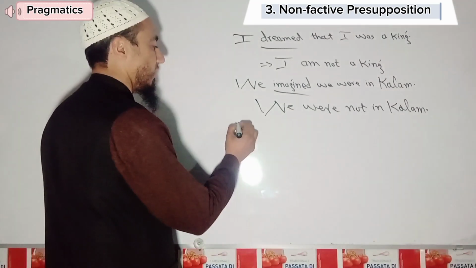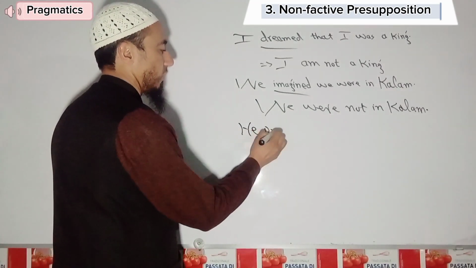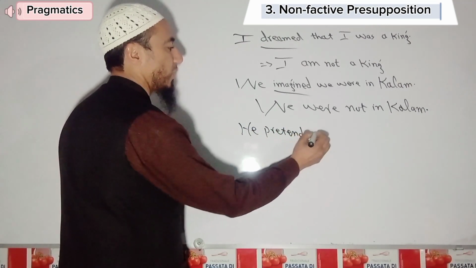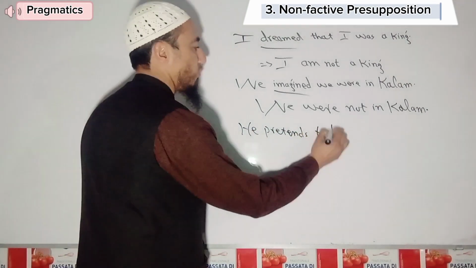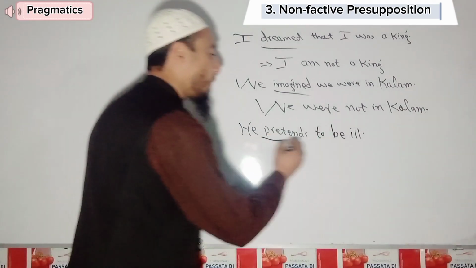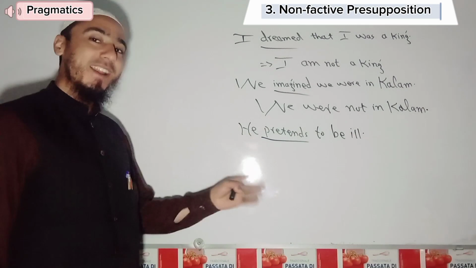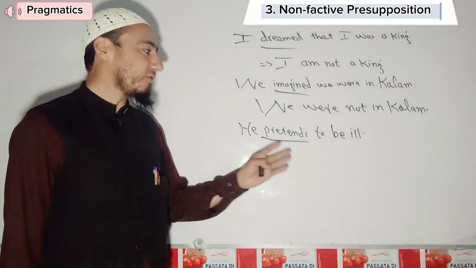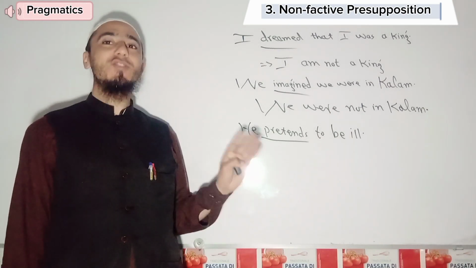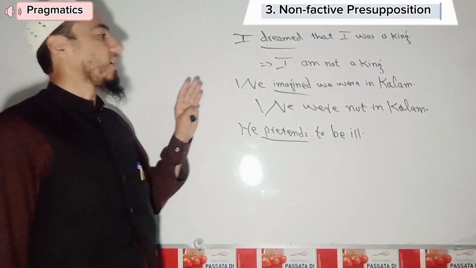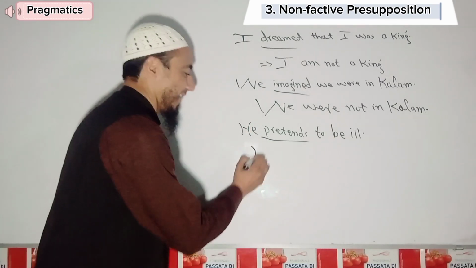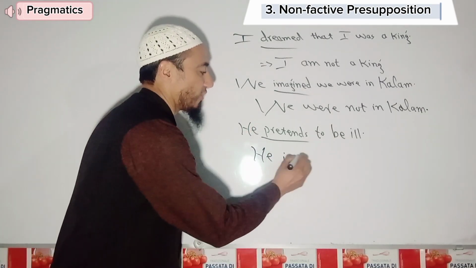Another example is: he pretends to be ill. So here the word pretends indicates and identifies that this is not fact. This is not true. So here, the presupposition is that the fact is that he is not ill.